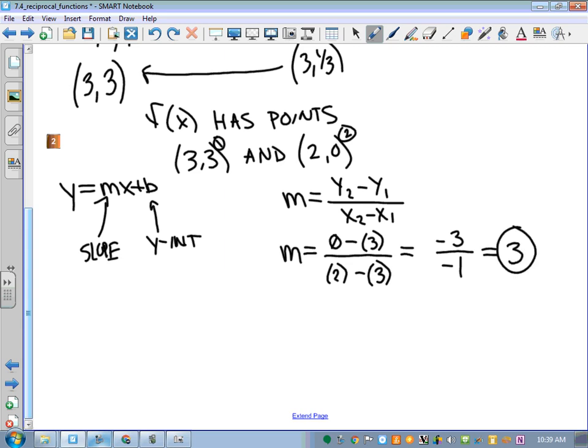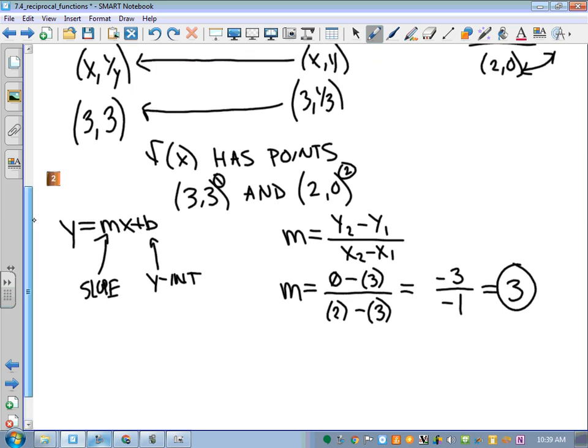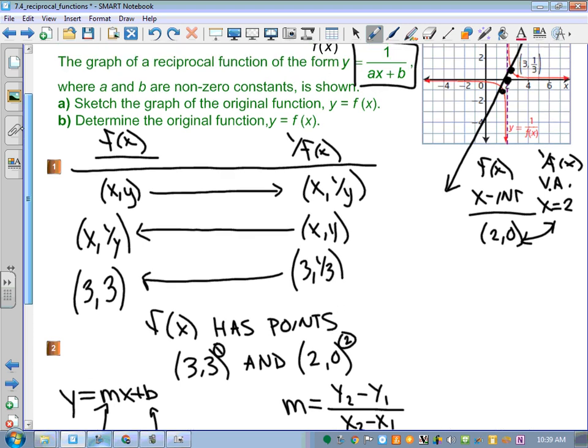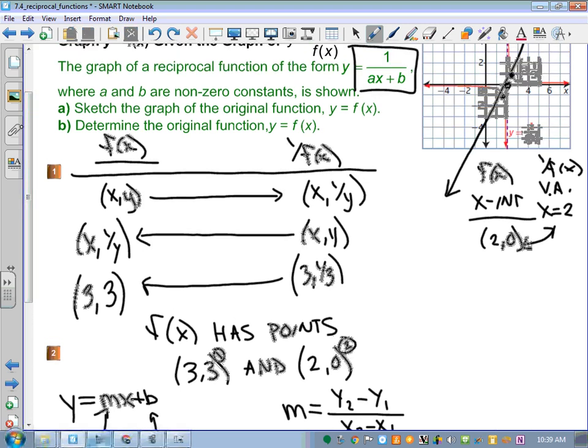Now, before we keep going, it's really important that when we do work like this, we should see that on the original function. And if I look on the original function, I think it's pretty reasonable to say that it looks like that graph has a slope of 3.